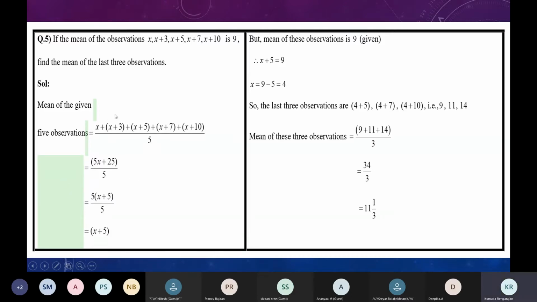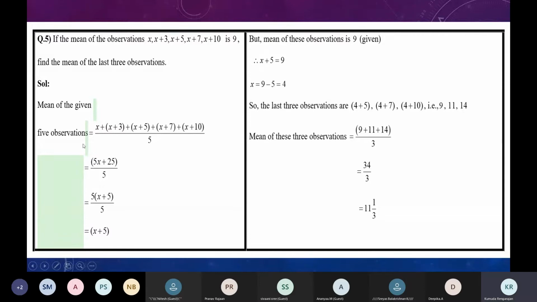So x plus x plus x plus x plus x is 5x. And these numbers add up to 25. 7 plus 3 is 10, 10 plus 5 is 15, 15 plus 10 is 25. Divided by 5. 5 comes out common. 5 into x is 5x, 5 into 5 is 25. So 5 and 5 will get cancelled, and we have x plus 5.